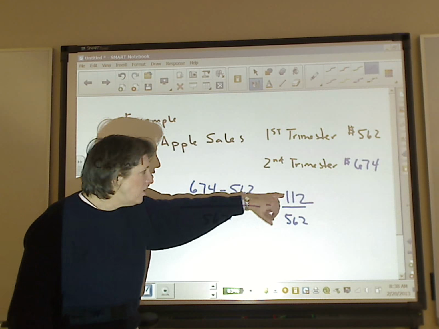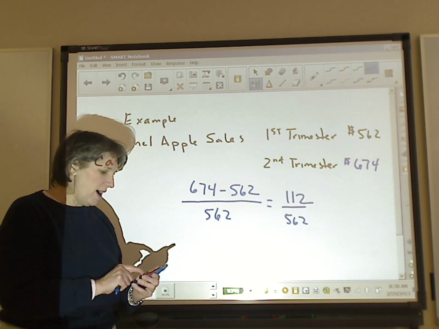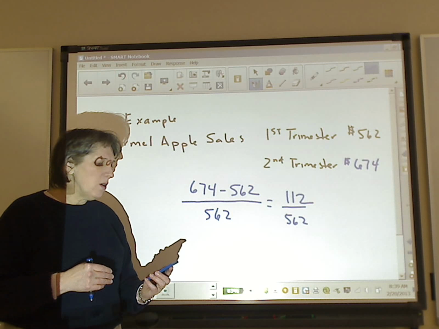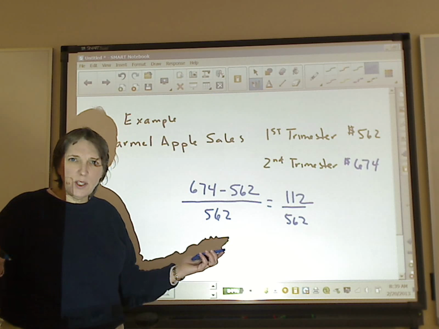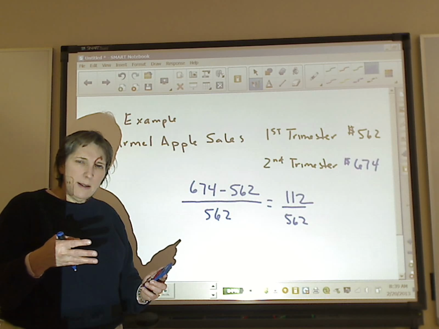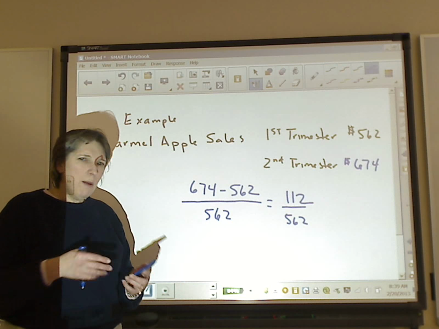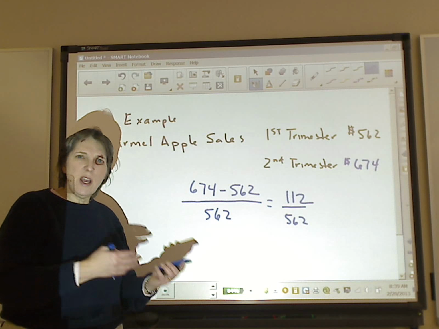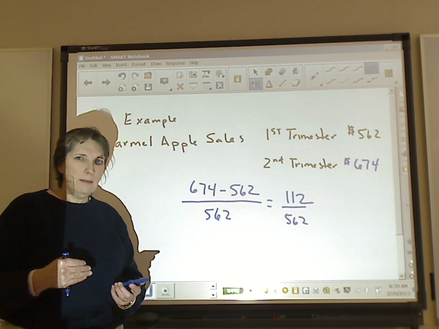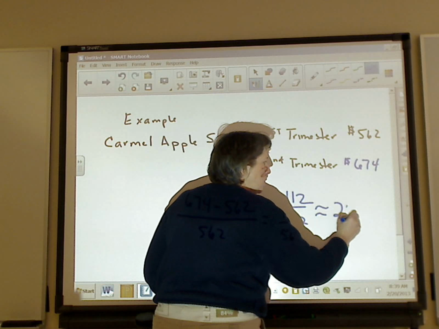You divide the numerator by the denominator, so we have 112 divided by 562, and the answer is going to be 0.019928882. So because it's 0.199, I'm going to change it into a percent by multiplying by 100. When I multiply by 100, because you have to change the decimal to a percent, I get 19.9. I'm going to round that, and remember, say about 20%.